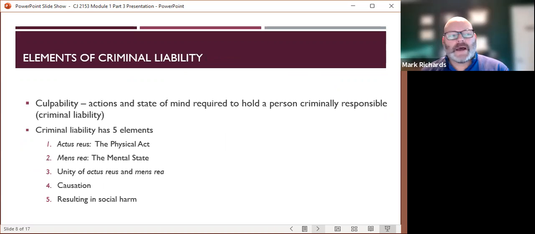The elements of criminal liability are considered in terms of culpability. These are the actions and the state of mind required to hold a person criminally responsible. Criminal liability has five elements that have to be proven. The actus reus, which is the physical act of committing the crime. The mens rea, which is the mental state, the thought, the planning, the preparation to commit the crime. When those two come together, the unity of actus reus and mens rea, the causation and the resulting social harm.